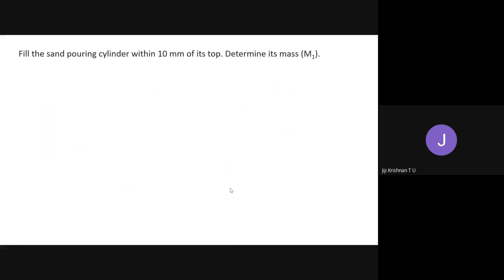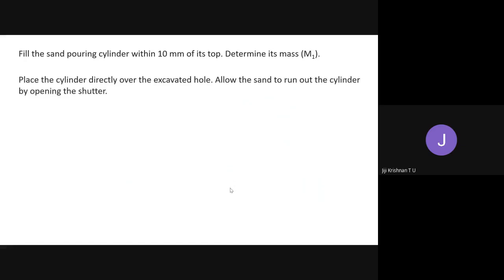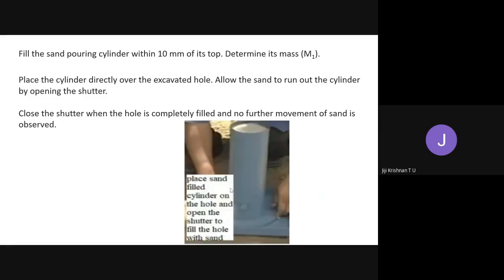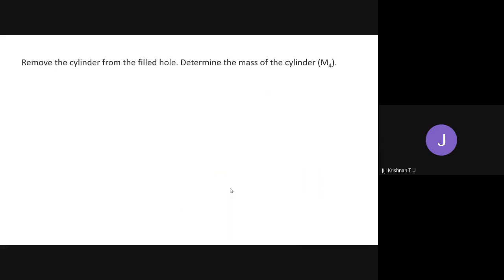Fill the sand pouring cylinder within 10 mm of its top. Determine its mass, that is M1. Place the cylinder directly over the excavated hole. Allow the sand to run out of the cylinder by opening the shutter. Close the shutter when the hole is completely filled and no further movement of sand is observed. So this is a figure in which the sand filled cylinder is placed on the hole and we are opening the shutter to fill the hole with sand. Remove the cylinder from the filled hole and determine the mass of the cylinder, and it is M4.